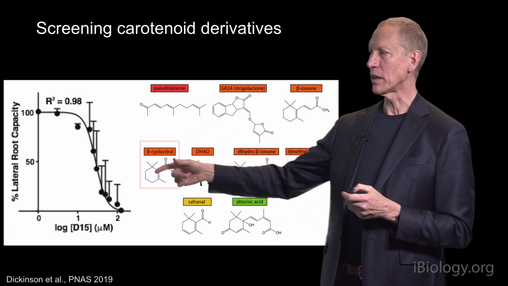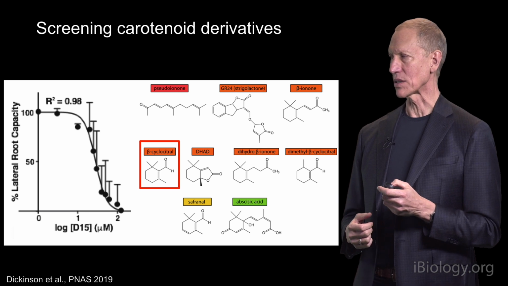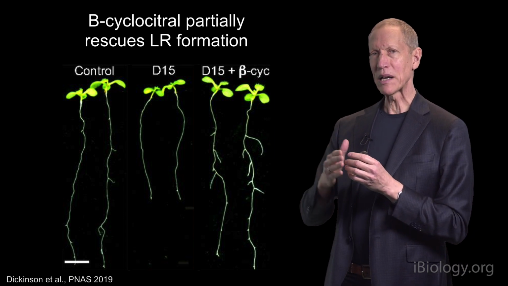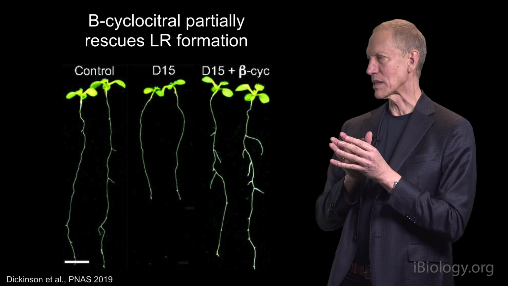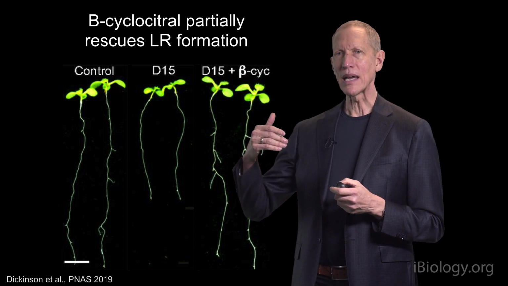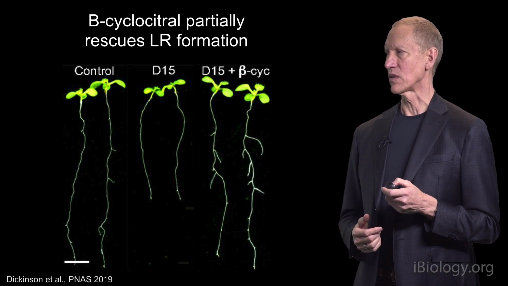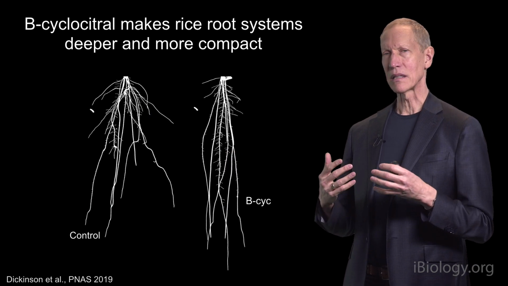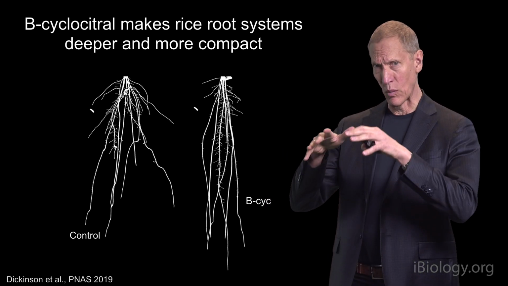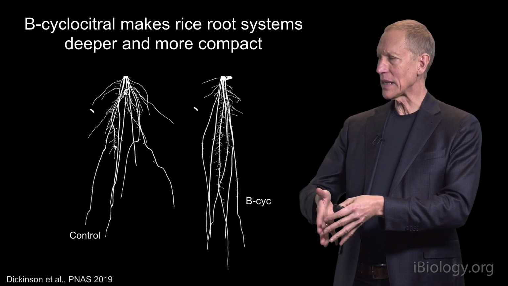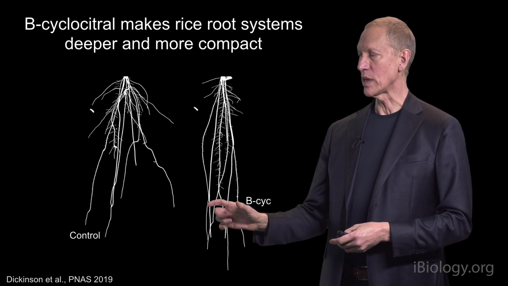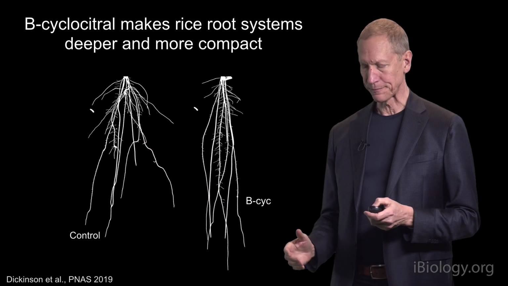And of all of these, only one had that function. It's something called beta-cyclocitral. Beta-cyclocitral actually doesn't make more pre-branch sites, but it does allow those pre-branch sites that are made to grow out. And it was able to do this by increasing the cell division rate at the tips of the root. Now what we found was when we added it to rice, we saw two things. One is it made the roots grow longer, more laterals, longer laterals, but it also made them look more compact. They seemed tighter together when treated with beta-cyclocitral than they do in the control.